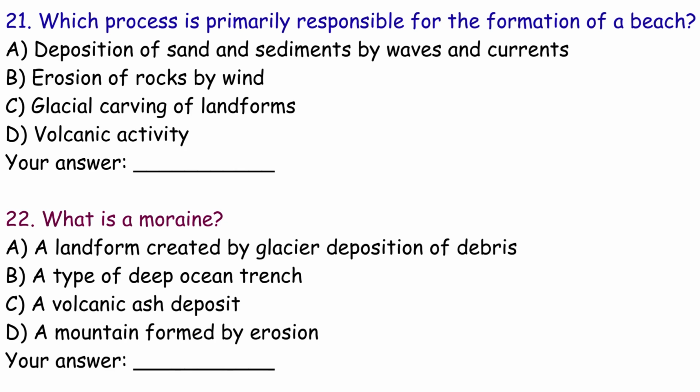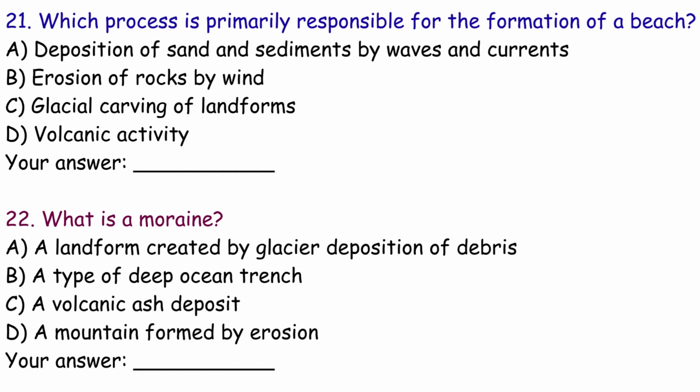21. Which process is primarily responsible for the formation of a beach? A. Deposition of sand and sediments by waves and currents. B. Erosion of rocks by wind. C. Glacial carving of landforms. D. Volcanic activity. Your answer.